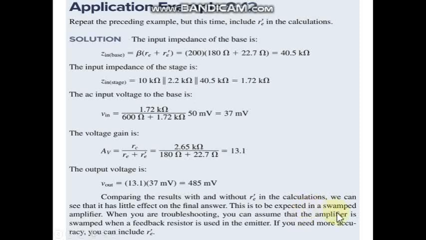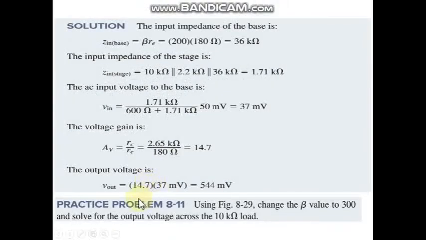It is to be expected in a swamped amplifier. When you are troubleshooting, you can assume that an amplifier is swamped when a feedback resistor is used in the emitter. If you need a more accurate calculation, in that case you include RE dash. So this will be the more accurate answer, 485 millivolt, versus this answer where we are ignoring RE dash.